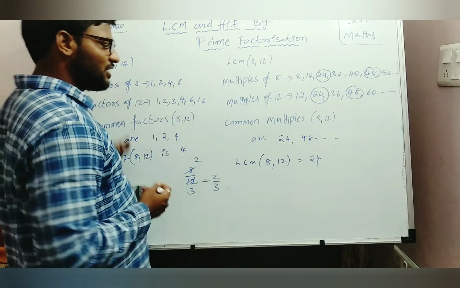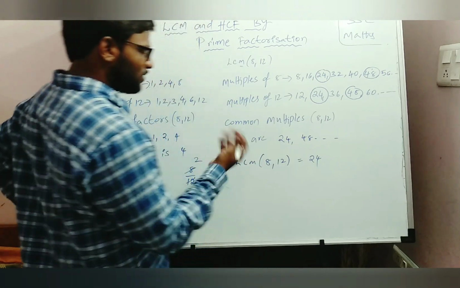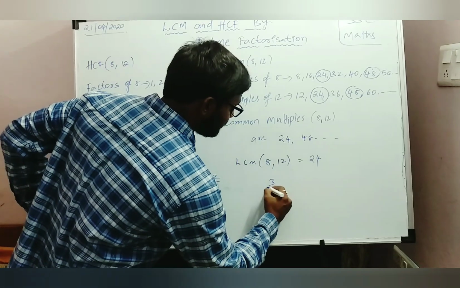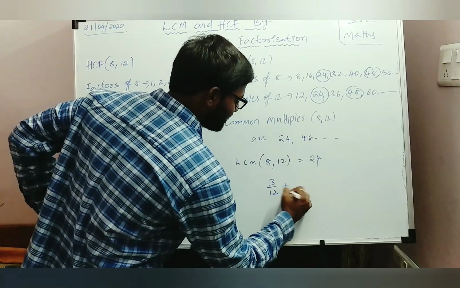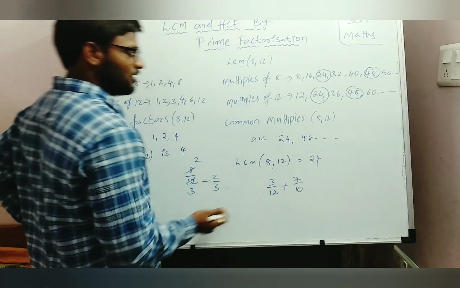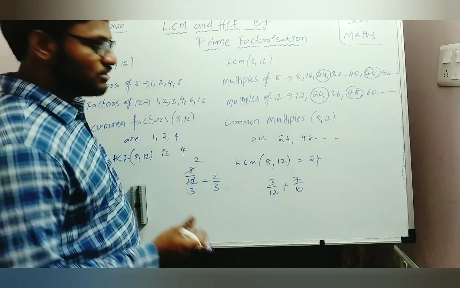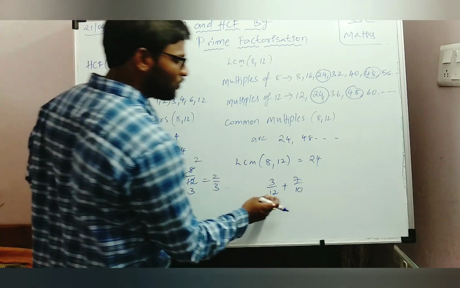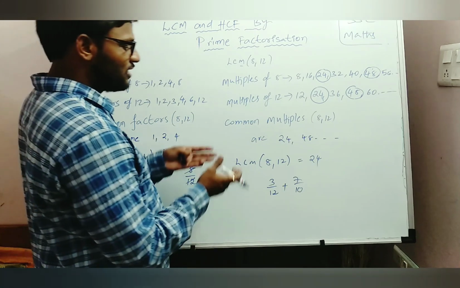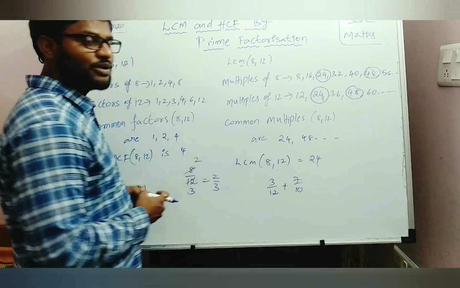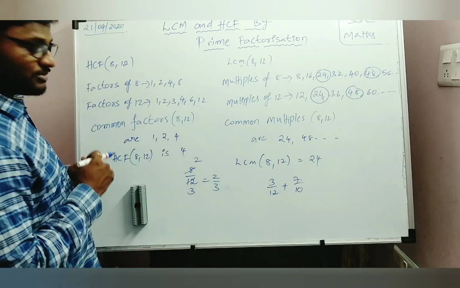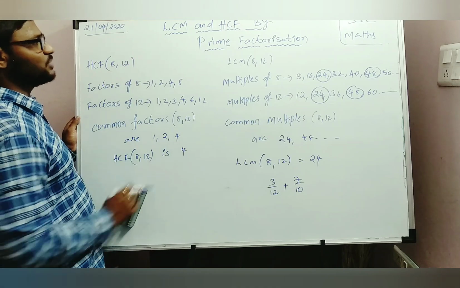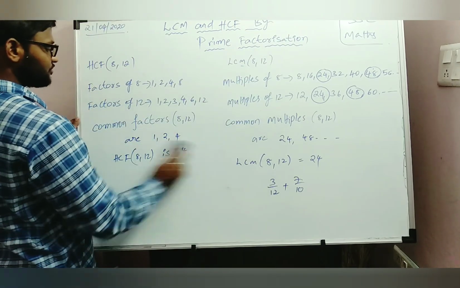Next, what is the use of LCM? LCM is also used in operations like addition and subtraction of fractions. For example, 3 by 12 plus 7 by 10. Here the denominators are not the same. So for unlike fractions, to make the denominators the same, we'll take the LCM of 12 and 10. So LCM and HCF are very important to simplify numbers. Next, we will see how to find HCF and LCM using the prime factorization method.